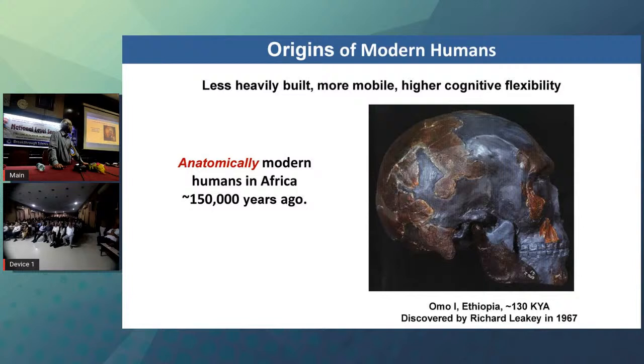So we evolved in Africa about 150,000 years ago, and there are again the fossil remains. They identified these skulls, and they have also been dated to about 130,000 years.